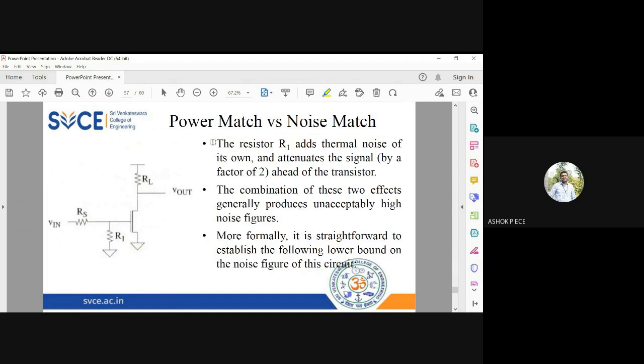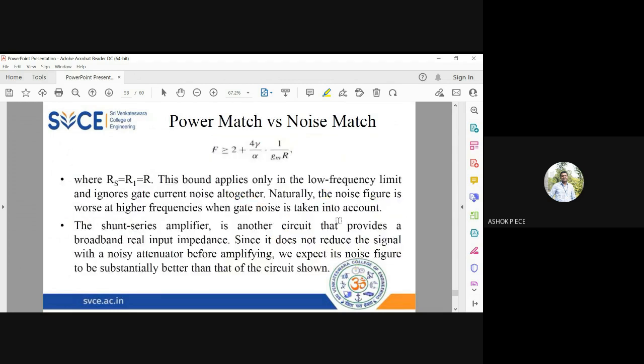So adding a resistance R1 to your network. See here, I have a source resistance RS, I have a load resistance RL. So adding a resistance R1 will increase the thermal noise, will cause power loss, and it will attenuate the signal. And definitely this transistor is going to produce a high noise figure. So this addition of an impedance matching device is going to increase the noise of the network.